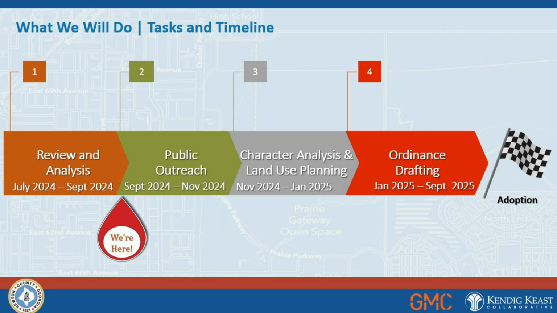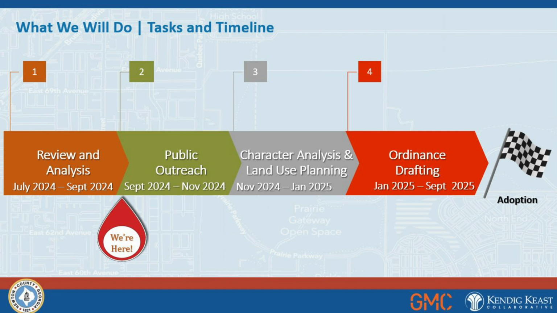It begins with review and analysis. It goes into a very extensive public outreach phase, which we're in now. And then next we'll really get into those character area analyses, look at that land use plan, look at the comprehensive plan, and figure out what issues we've come up with that we heard from the public and from the stakeholders and the staff, and begin identifying what those issues are.